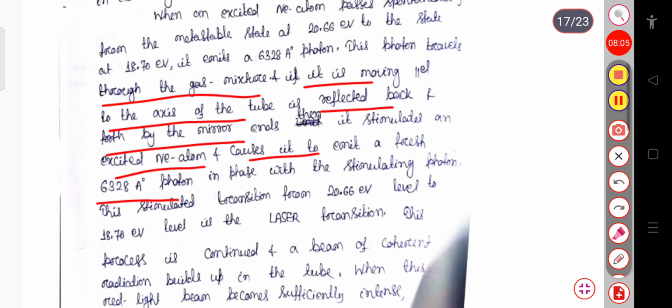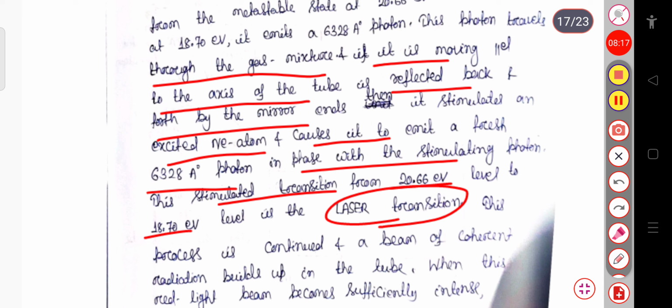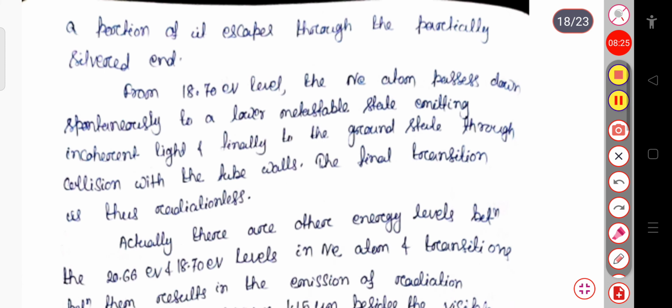So here you can see this stimulated transition from 20.66 eV to the 18.70 eV level. It is the laser transition. This process is continued and a beam of coherent radiation builds up in the tube. When this red light beam becomes sufficiently intense, a portion of it escapes through the partially silvered end.